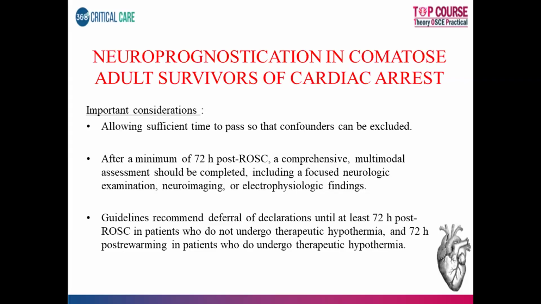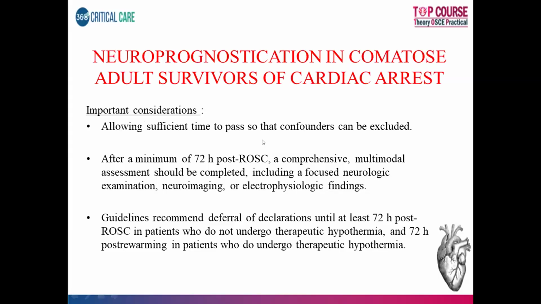Now, the other important thing is neuroprognostication in comatose adult survivors. Okay. So, before neuroprognostication, we should keep some important points in mind. What are those? First, you have to allow sufficient time to pass so that the confounders can be excluded. So you have to give a minimum of 72 hours post ROSC.